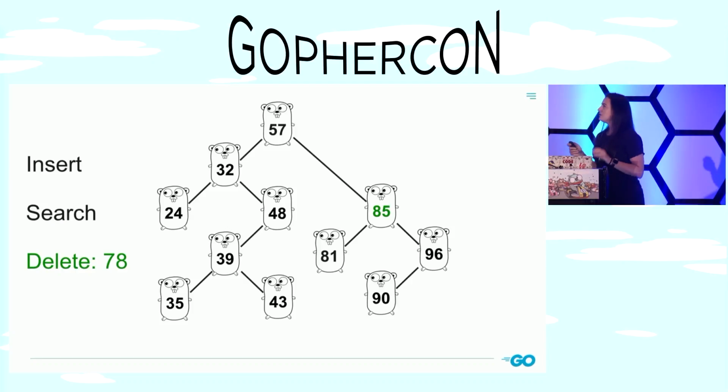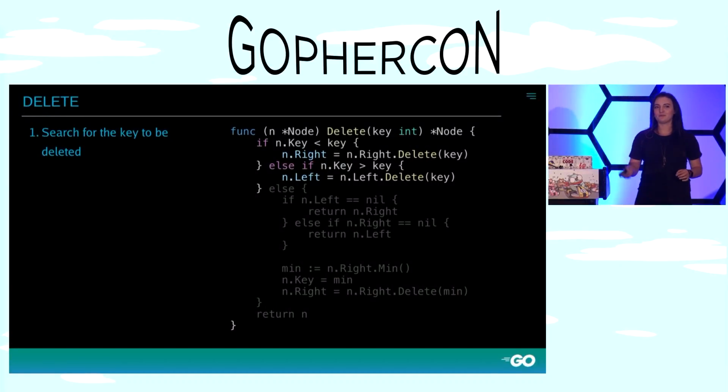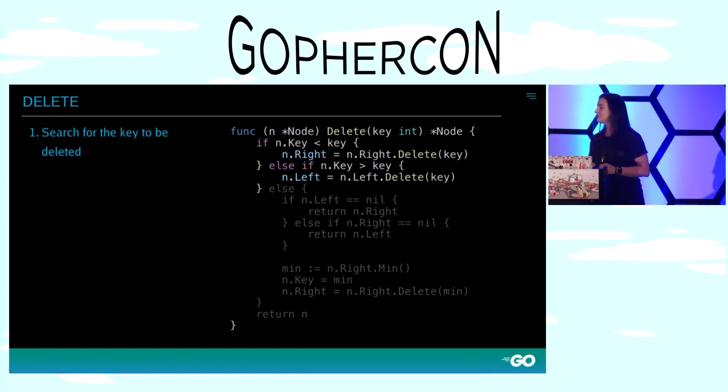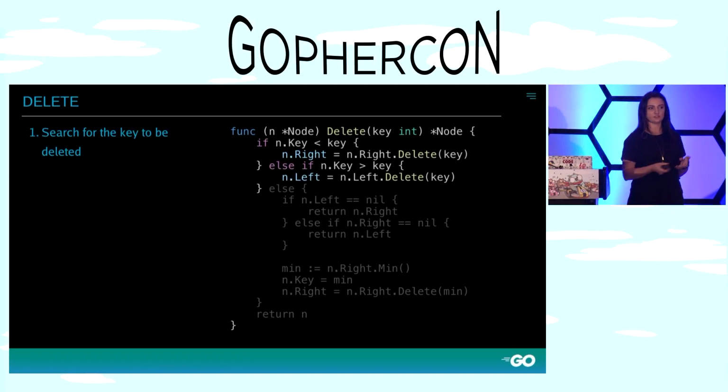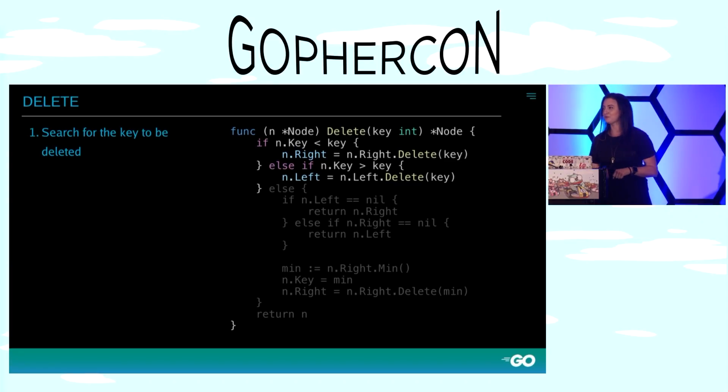So then we'll look at the code to start here, and we'll go through some of the more in-depth examples after this. So here's the delete code. The first thing that you're going to do is search for the node that you want to delete. This is the same that we did in the last two examples. Greater than, go to the right. Less than, go to the left.